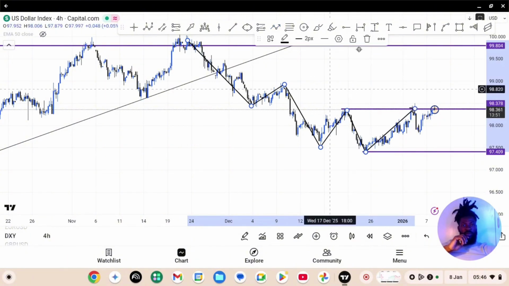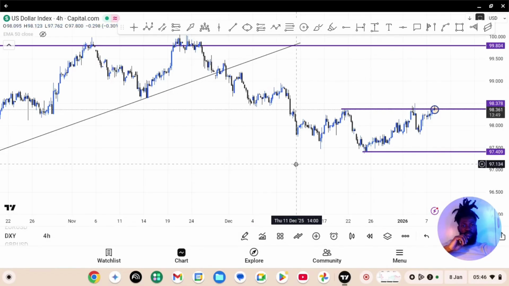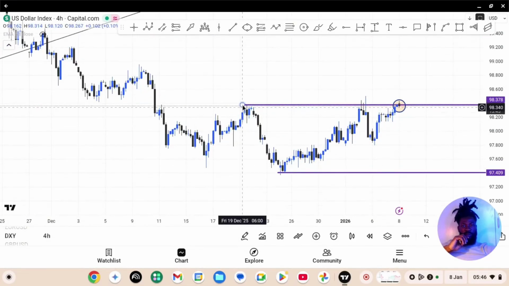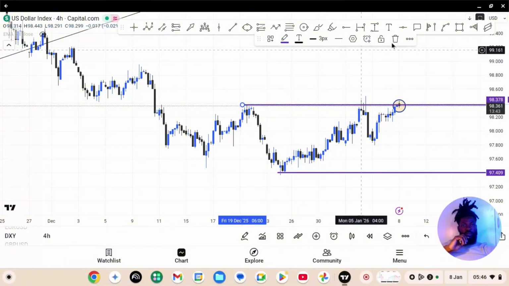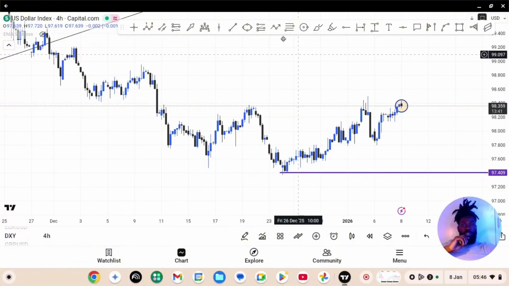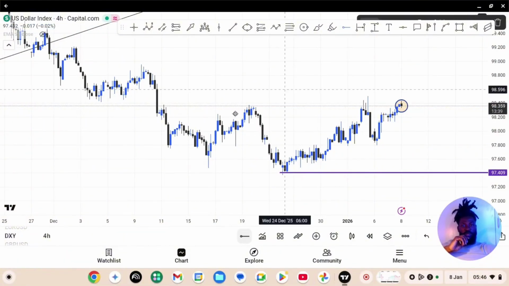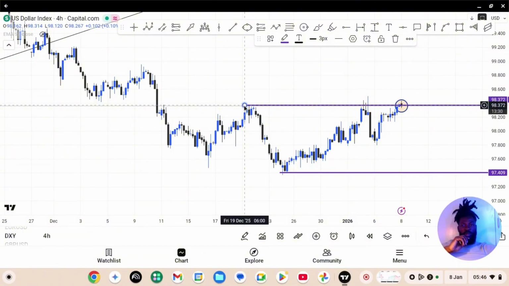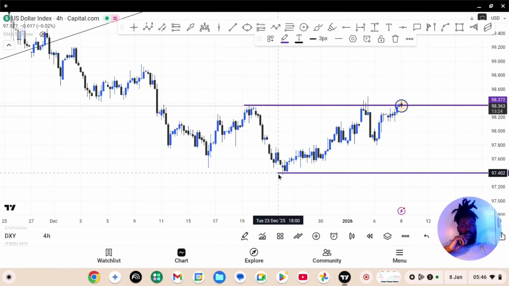So what I will do next is, like I said, this is a resistance level that the market bounced on and moved massively downward. So let's place a resistance level there. And we have a support level at this place.